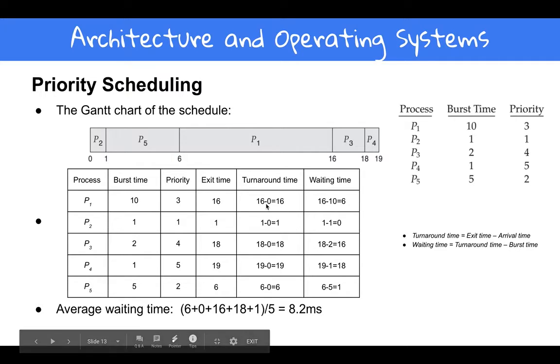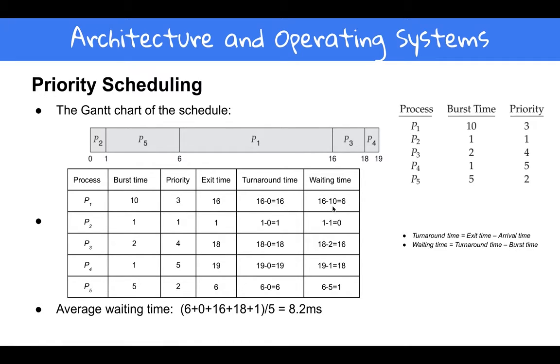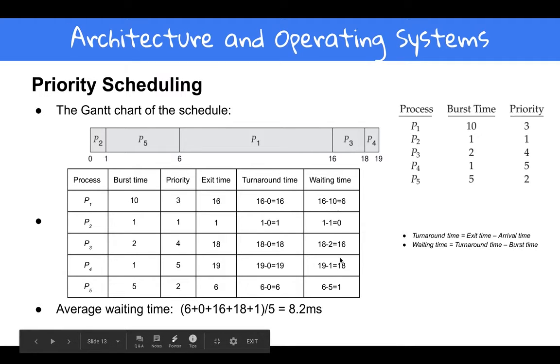That's right. Why? Because here, 16 minus 10 is 6. This is for P1. Look guys, P1 starts from here. It starts at 6. So it's got to wait 6 milliseconds. So waiting time is 6. So we can easily get the waiting times for all the processes.